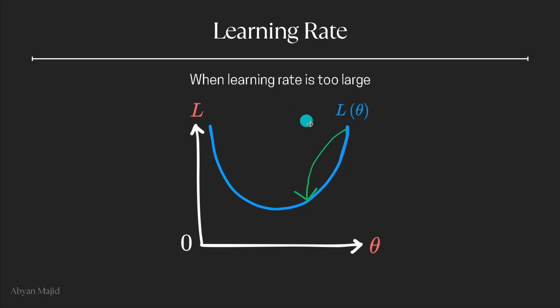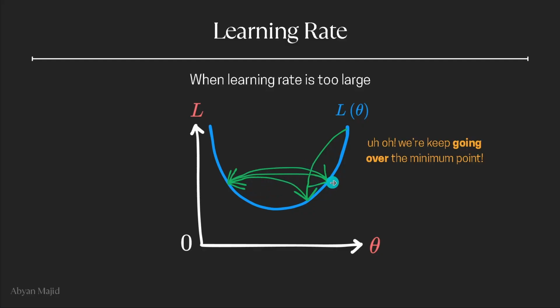When the learning rate is too large, we might see a humongous jump like this. Let's take another jump. Oh no, we're going over the minimum point. We're overshooting the minimum point. And let's take another jump. We keep going over it again. And so it seems like we're never going to reach the minimum point because we keep going over it.